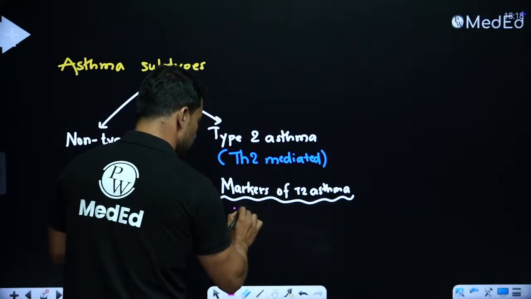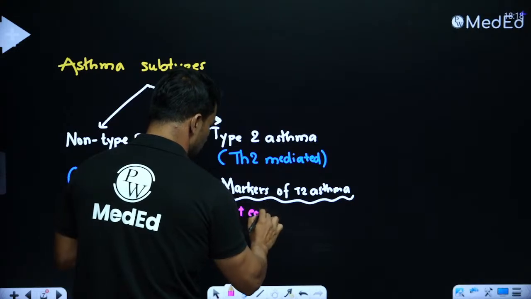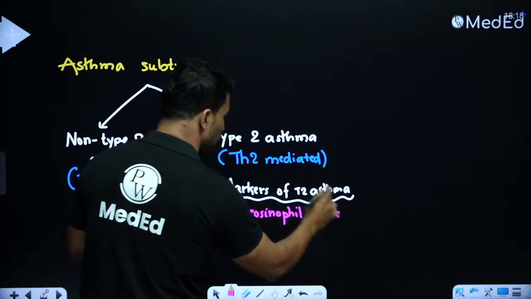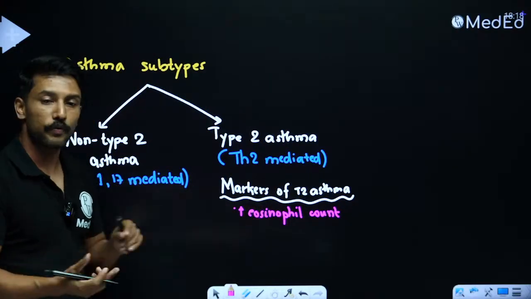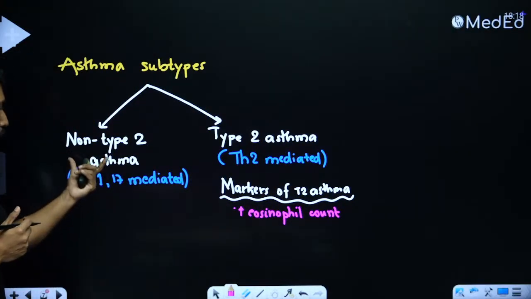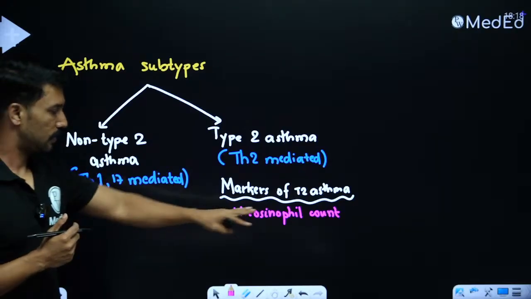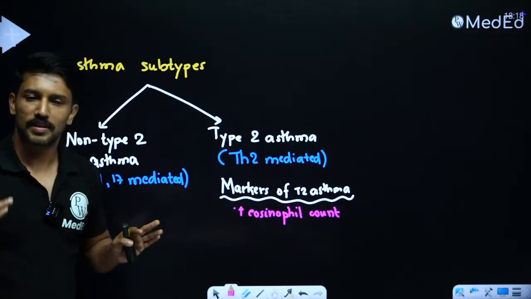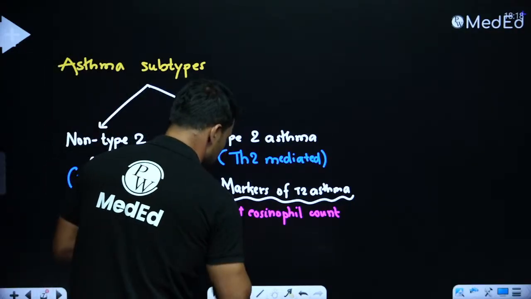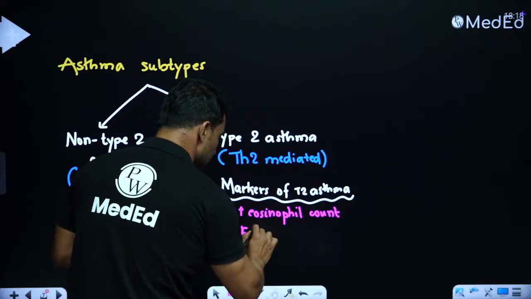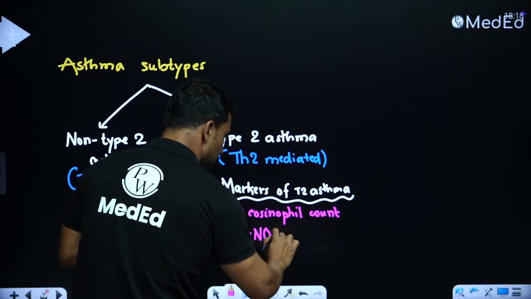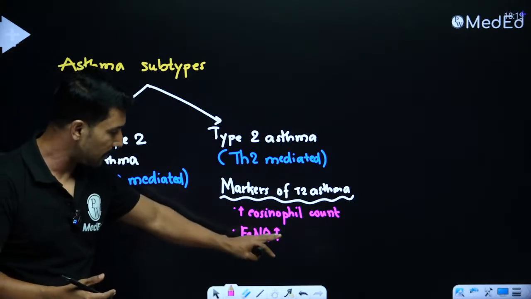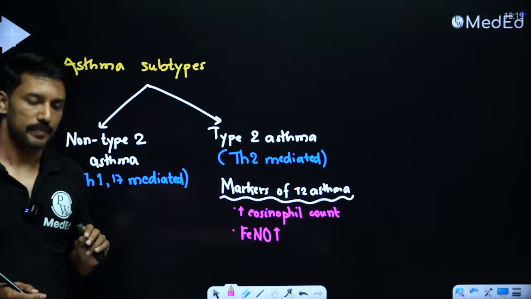So there will be an increased eosinophil count. Primarily when Th2 gets activated, there is recruitment of eosinophils for causing the inflammation. But for non-type 2, it is neutrophilic inflammation. So if I see that there is a patient with asthma and he has a high eosinophil count, it means it is type 2 asthma. The second marker is something called fractional exhalation of nitric oxide. We measure how much nitric oxide the patient is exhaling in his breath. Higher it is, most likely asthma.